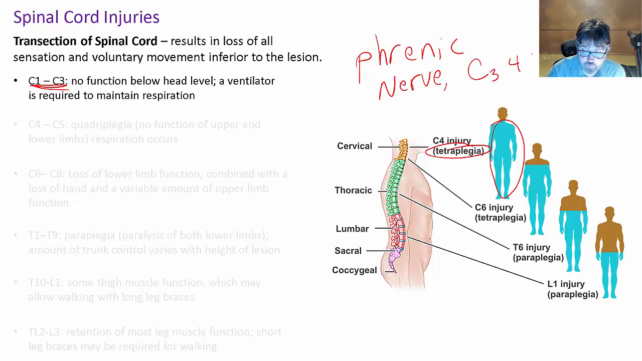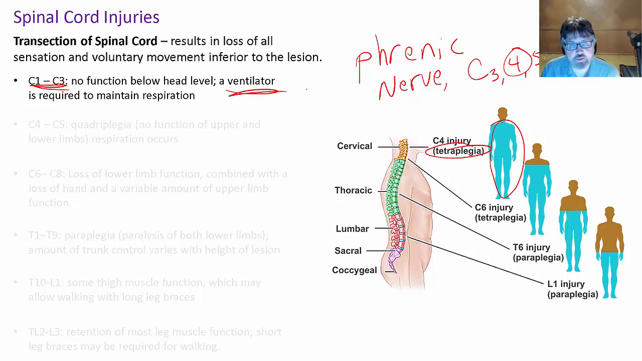C3, 4, 5 keep the diaphragm alive, right? With the biggest contribution coming from C4. But because we've transected above C4, we would have lost that diaphragmatic function. So this would typically be a ventilator required for that respiration.